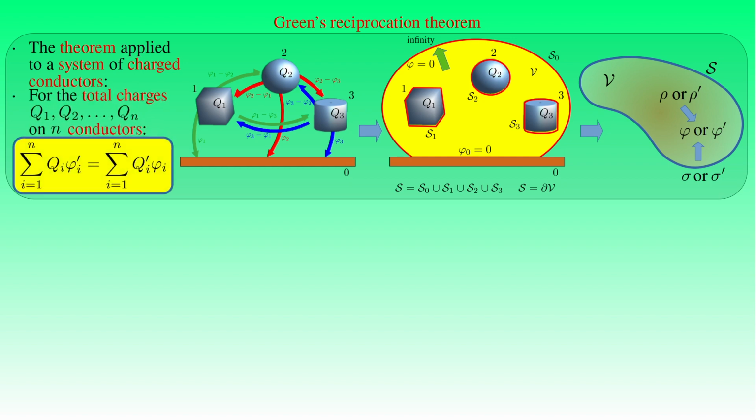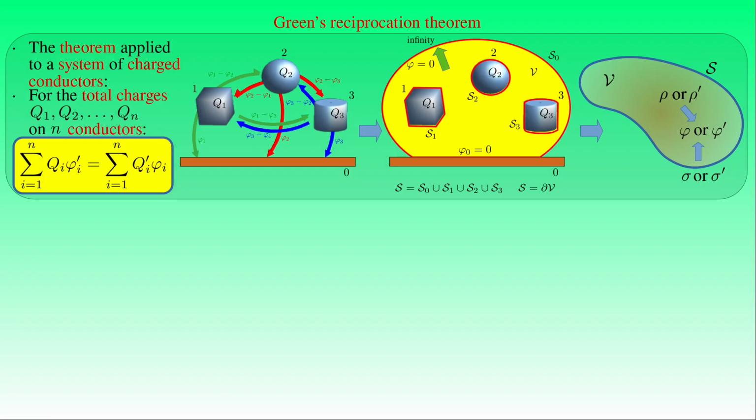For the total charges Q1, Q2, ellipsis Qn distributed over the surfaces of the conductors 1, 2, ellipsis, n producing the potentials phi 1, phi 2, ellipsis, phi n of the conductors, the sum of Qi times phi prime i from i equals 1 to n is given by the sum of Q prime i times phi i from i equals 1 to n. Here the charges Q prime i distributed over the surface of the conductors i produce the potentials phi prime i from i equals 1 to n. This is the form of the theorem applied to prove that the matrix of coefficients of potential, and therefore the capacitance matrix of the system of conductors, is symmetric.